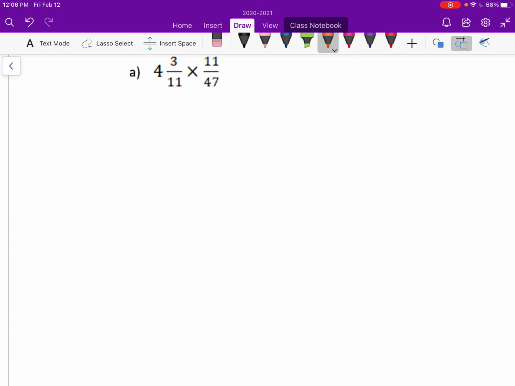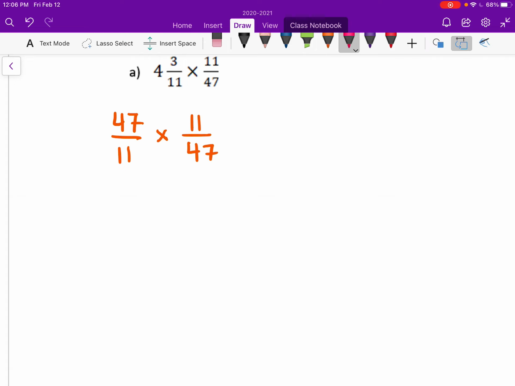You have 4 and 3 over 11, right? Let's go and answer that. You have 4 times 11, so that means you have 4 wholes plus 3. So 4 times 11 is going to be 44, plus 3 is going to give me 47. So 47 over 11 divided by... multiplied by 11 over 47.